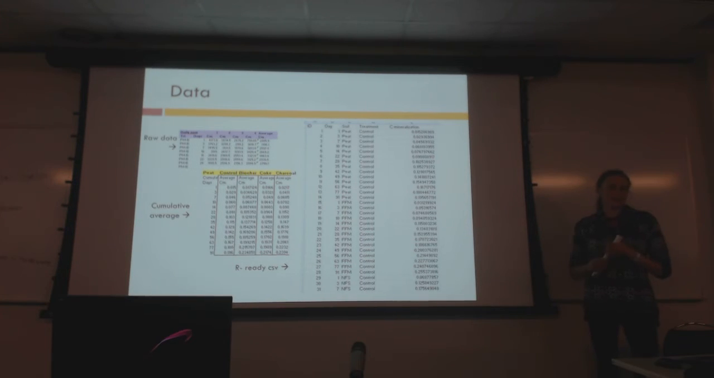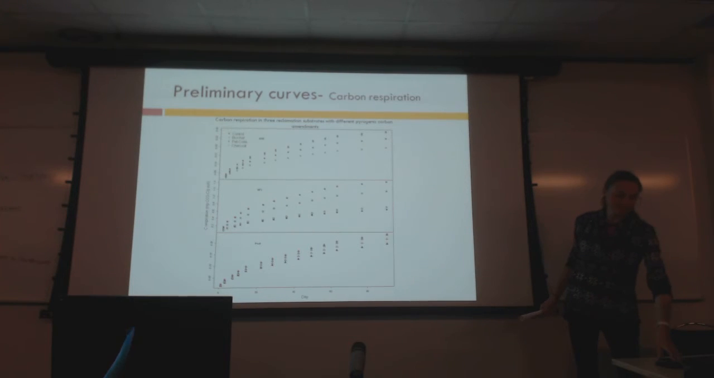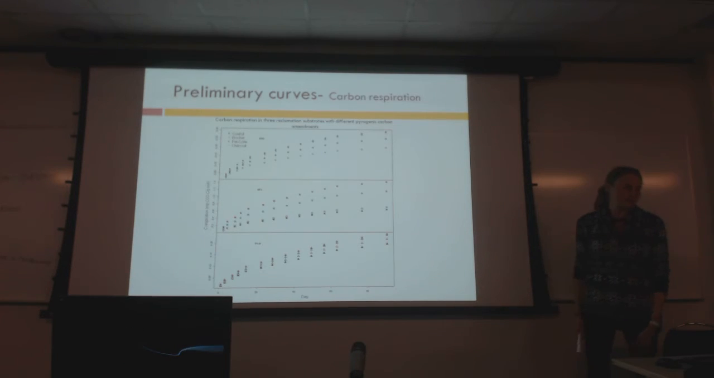This is the data that was collected. They collected the raw data, then took the average. And it was a cumulative average, as pools store up in the soil. So that's why it's cumulative. And then I entered it into R. And this is what I got.